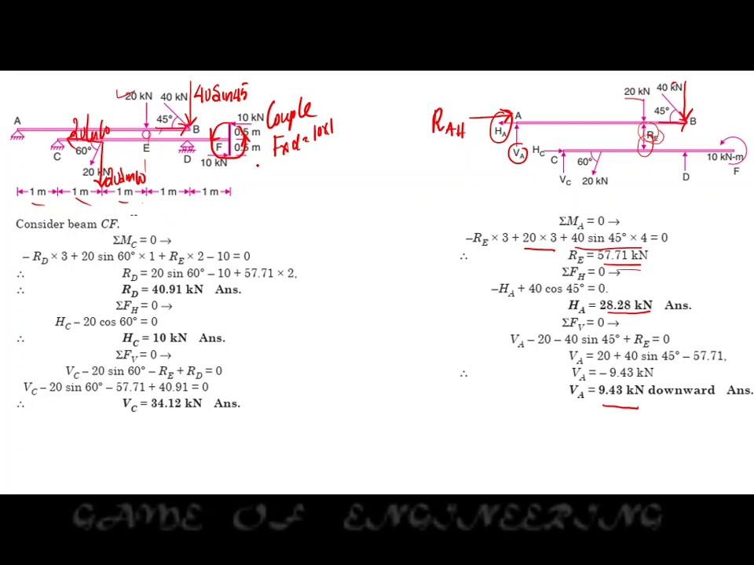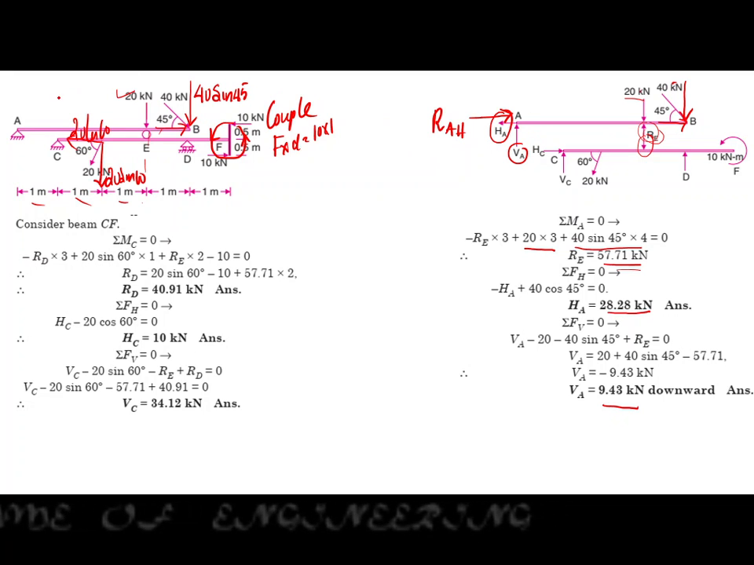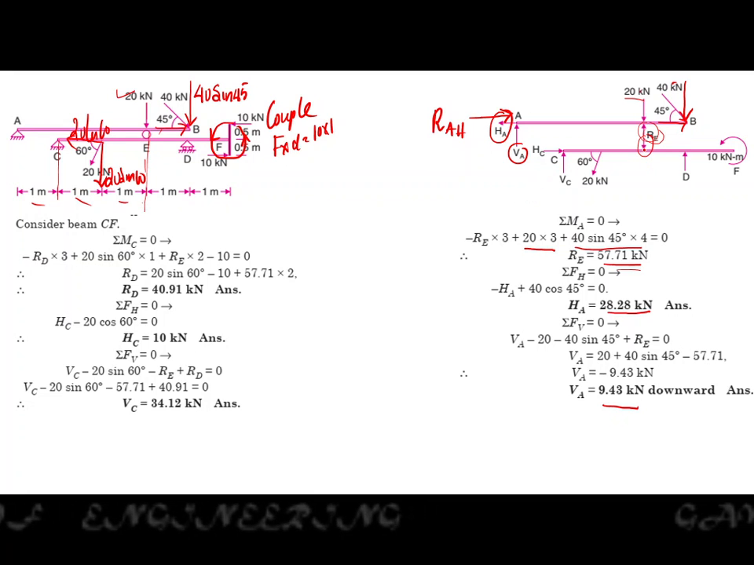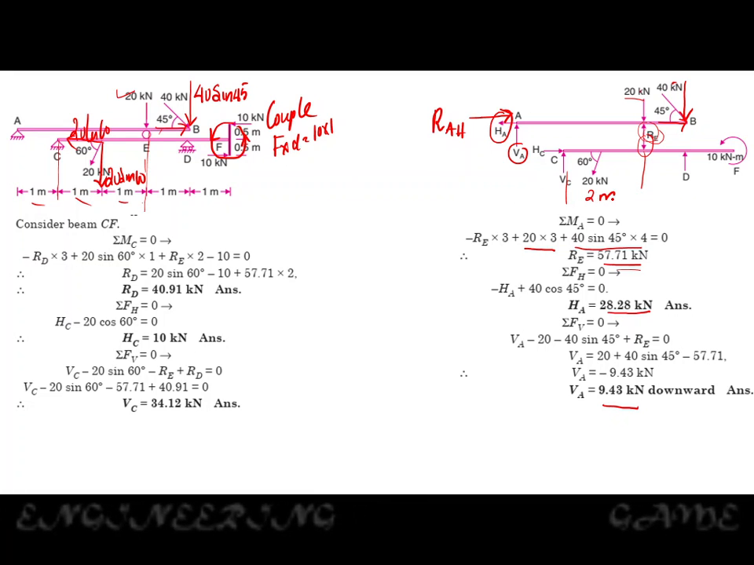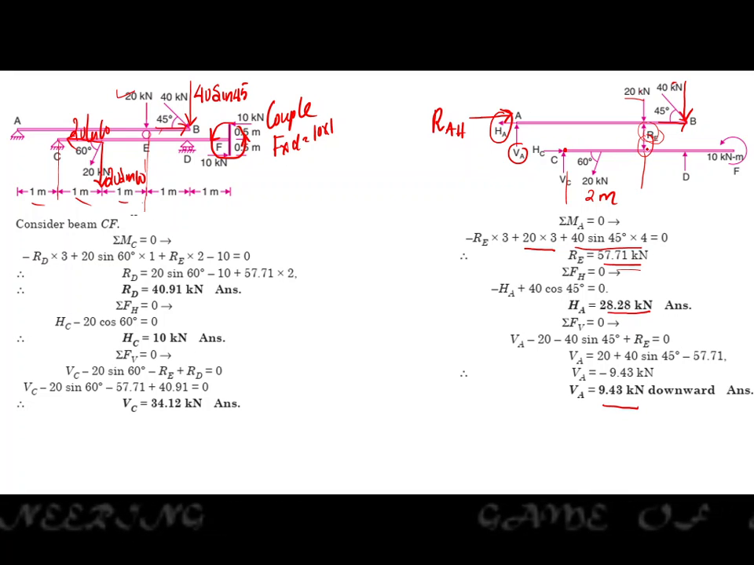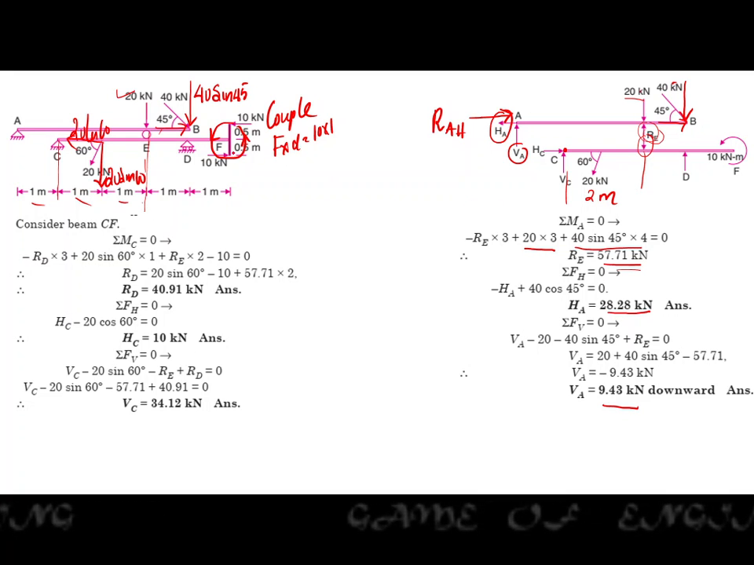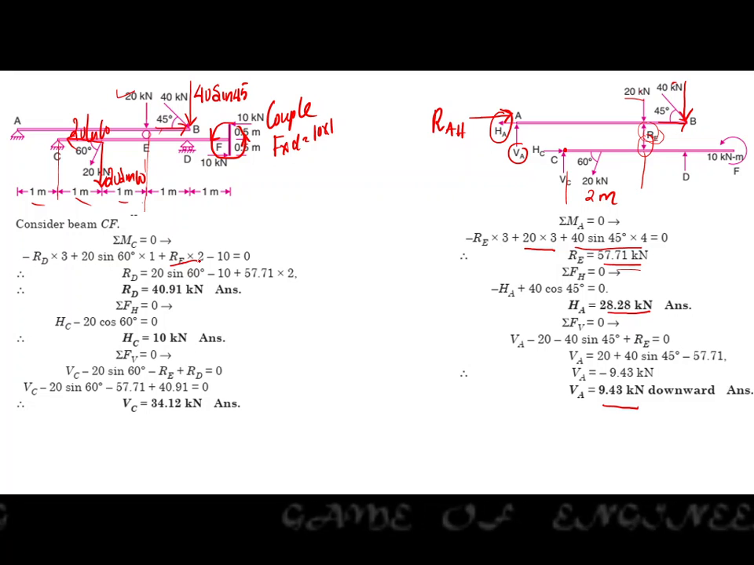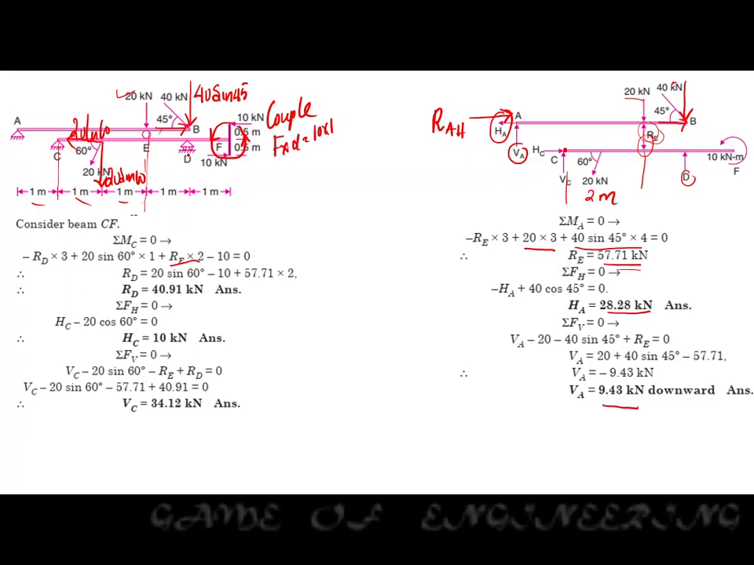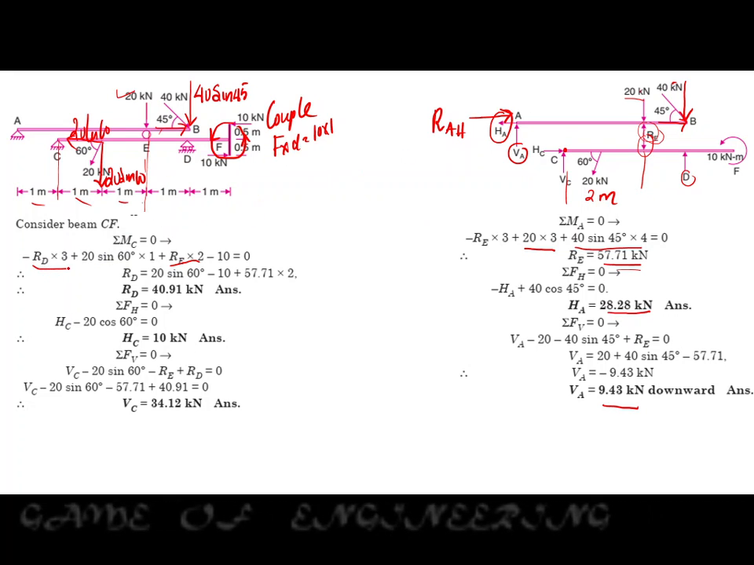In CD, we will have a load RE at a distance of 2 meters from point C. We will be taking the moment at point C. What are the forces? We have RE and the moment. So we will write RE into the distance, which is 2 meters, RE into 2. Next force, the reaction at point D, RD. As it is a roller support, we will have only a vertical reaction. So RD into the distance, which is 3 meters, RD into 3.